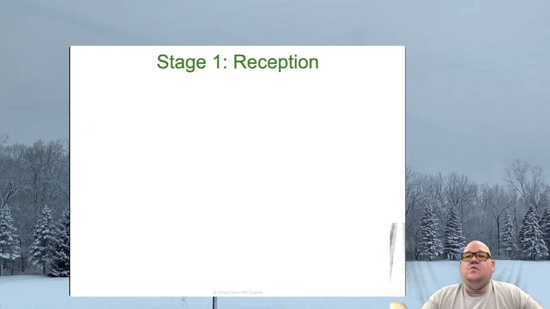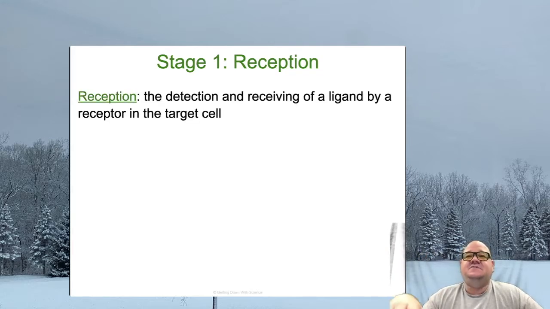Okay, so we gave you those three steps: reception, transduction, response. Now we're going to talk about each one in greater detail. So for the first stage, reception, what's going to happen? Reception is the detection and receiving of a ligand. Remember, a ligand is some sort of substance that hits the receptor. There's lots of different kinds of those. We'll talk about that a little bit later.